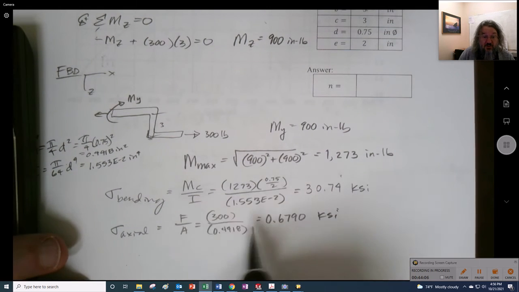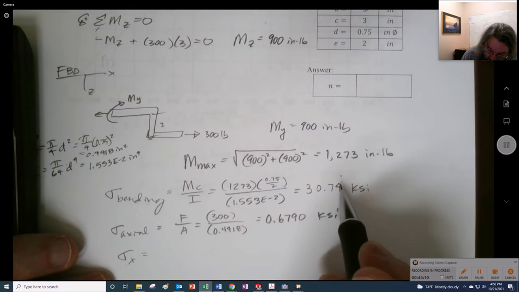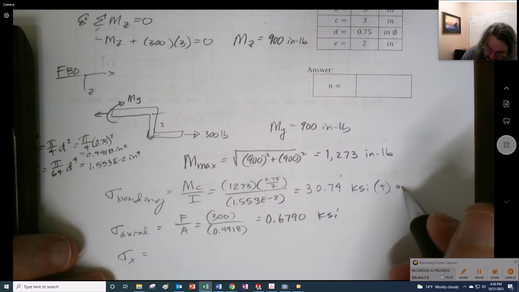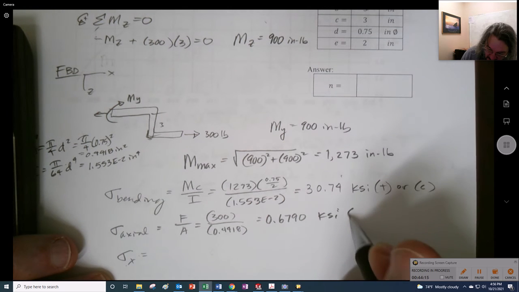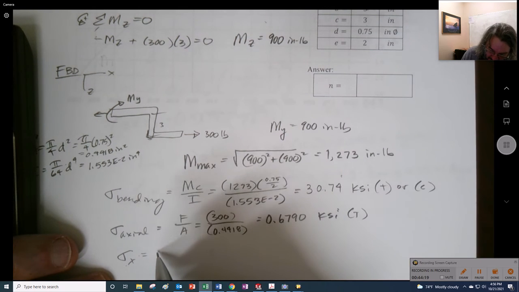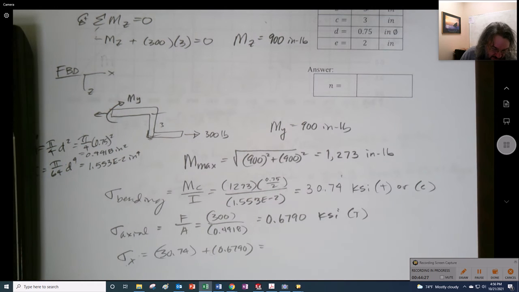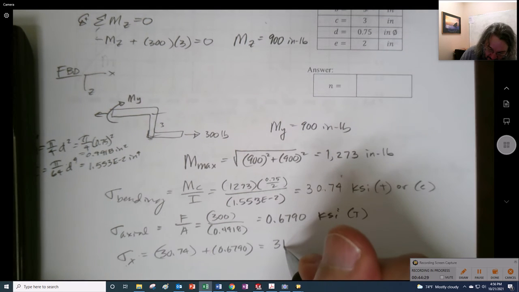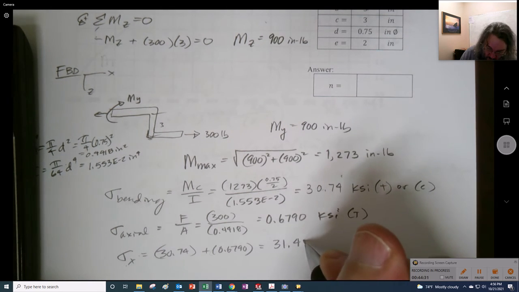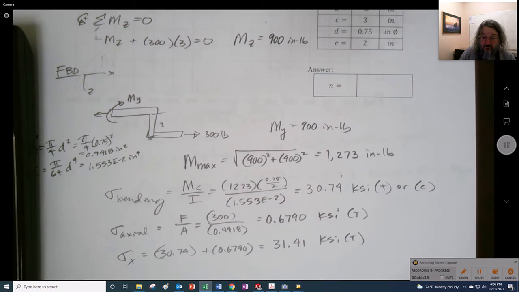These are both in the x direction, so the stress in the x direction, this is T or C, but this is only tension, so we might as well add these two together to find the worst case. It's the 30.74 plus the 0.6790, which isn't going to be a lot of an effect, but 31.41 KSI is what we end up with in tension.